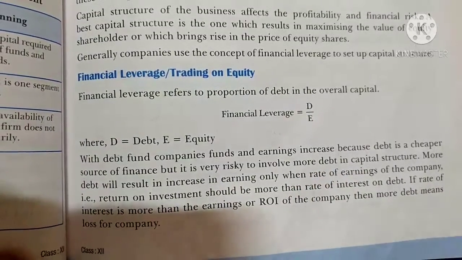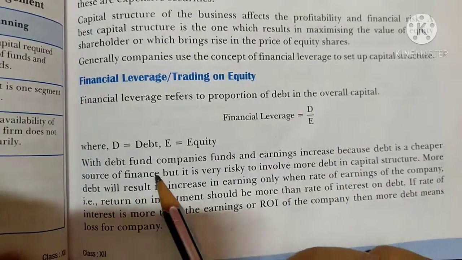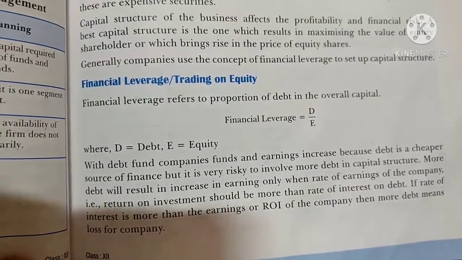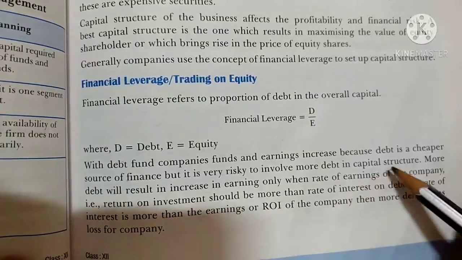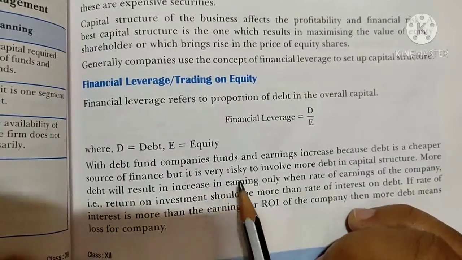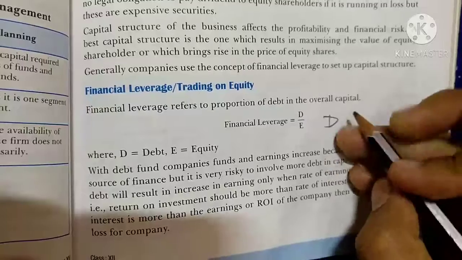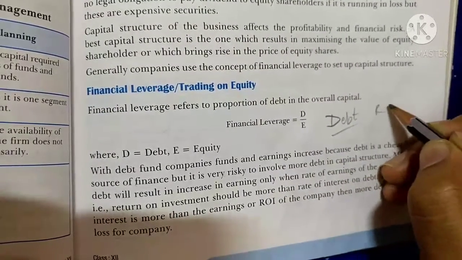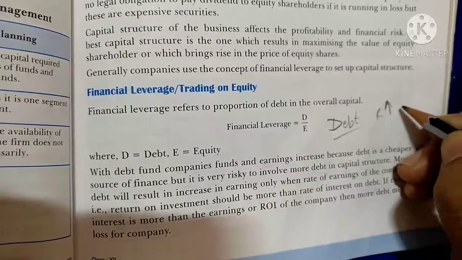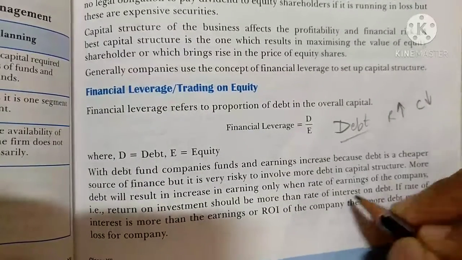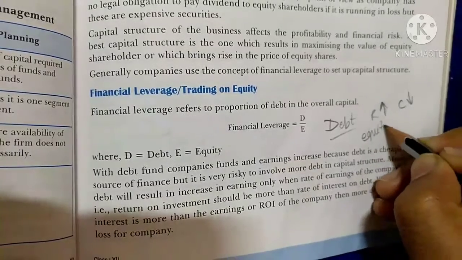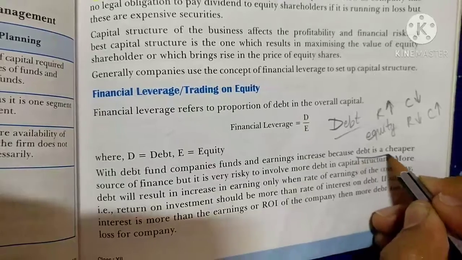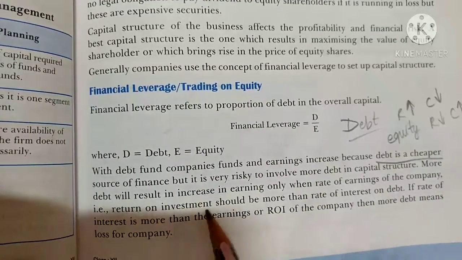Now what are they saying? They are saying that if we take more debt, then the earnings of the company will increase, because debt is a cheaper source of finance, but it is very risky. It means that if we talk about debt, the risk is high but the cost is low. If we talk about equity, the risk is low but the cost is high. As I said, debt is a cheaper source of finance, but it is very risky.